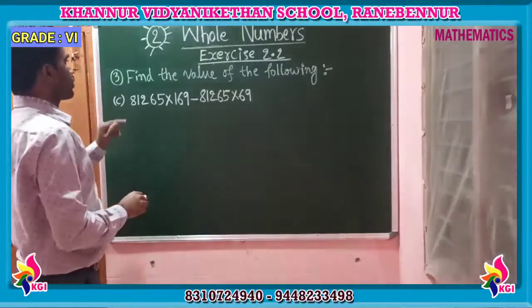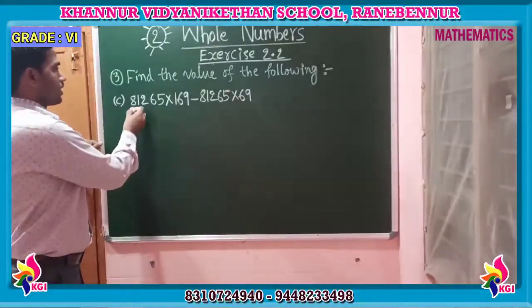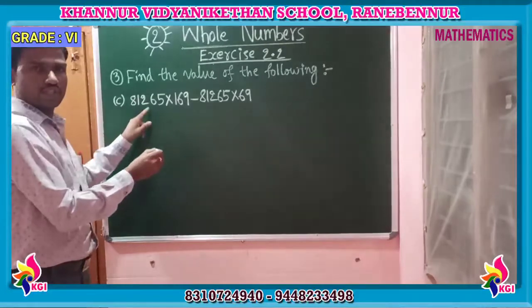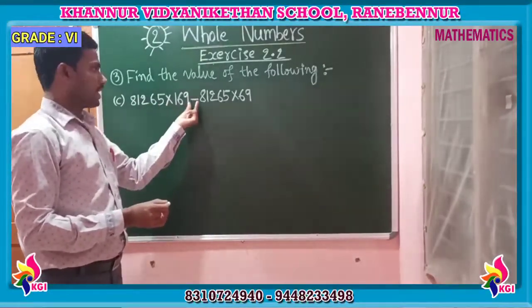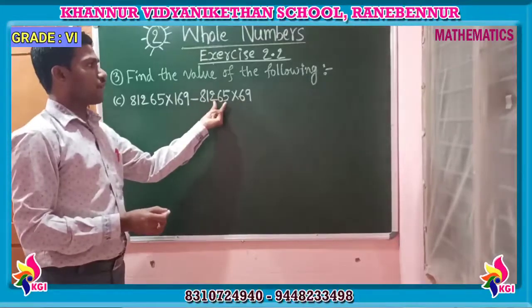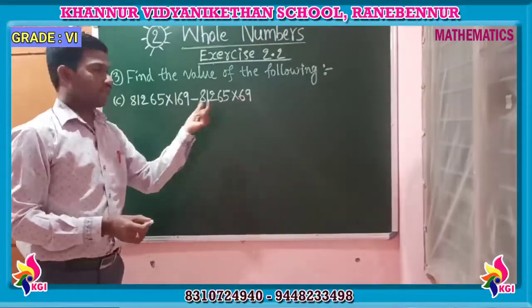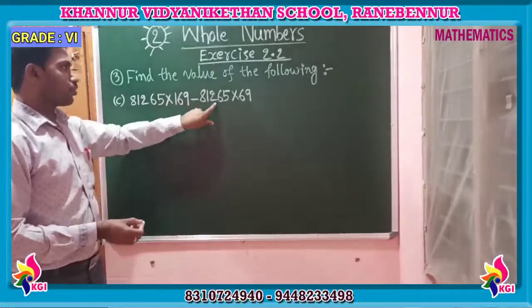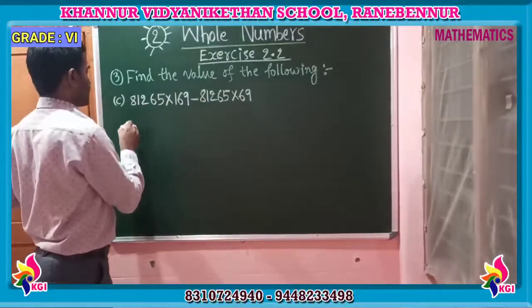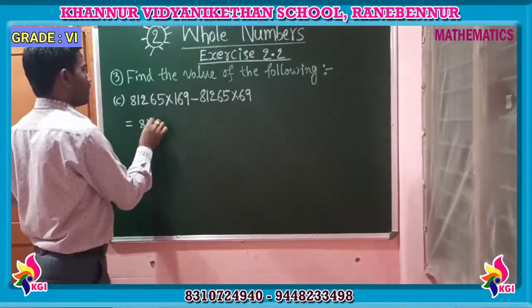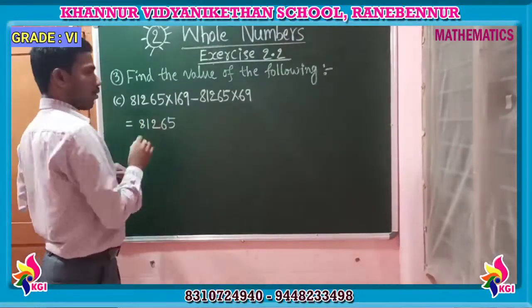Yes children, this is your C question. Is 81,265 multiplied by 169 minus 81,265 multiplied by 69? Yes, on both sides this one is common, 81,265. So in the second step I will take this 81,265 common.